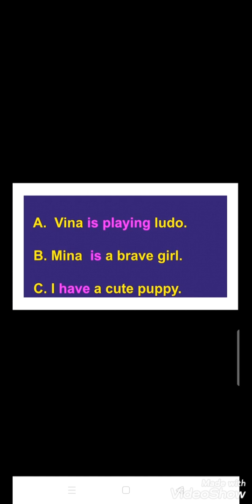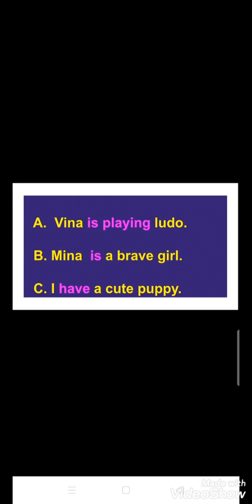So students, here the highlighted word in the first example, that is playing, tells us what the subject Veena is doing. In the next example, the highlighted word is tells about Meena. And in the last example, the highlighted word have tells us what the pronoun I possesses.